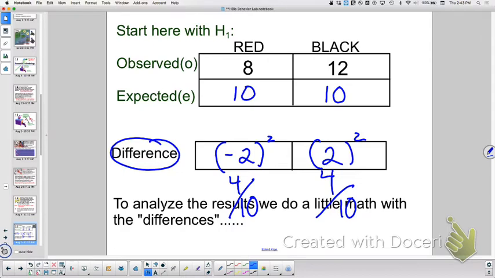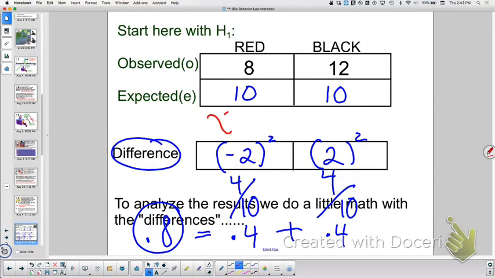Okay? So you don't leave it as fractions. You have to do the math. So what is 4 divided by 10? 0.4. So 0.4, and this one is 0.4. Then you just add those 2 numbers up. What are the 2 numbers you now have? 0.8. Okay? That right there is referred to as your chi-squared value, which equals 0.8. Once you have that, you're golden. You just look it up on a chart and see if that's statistically significant or not.